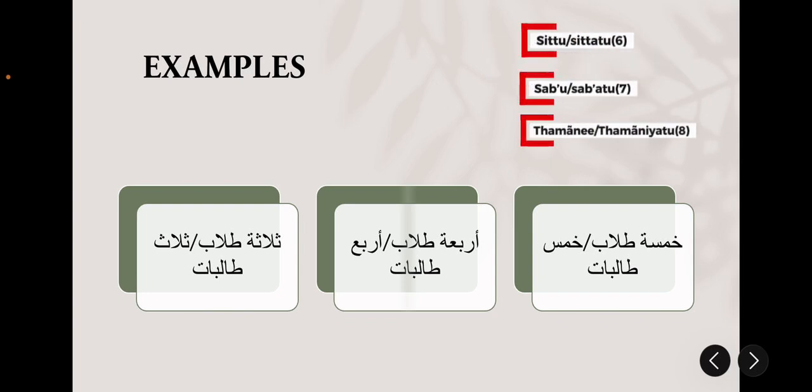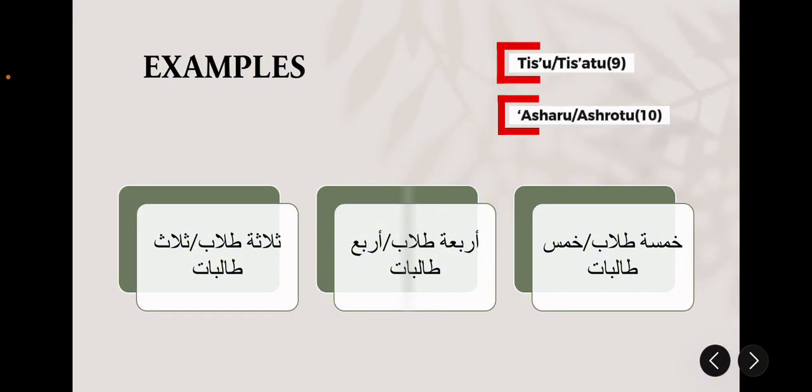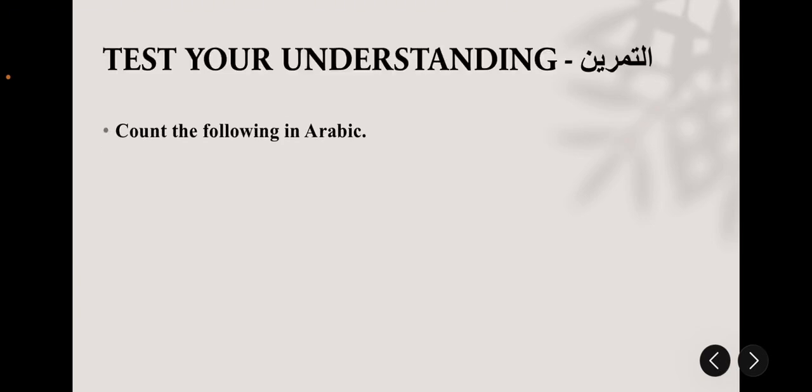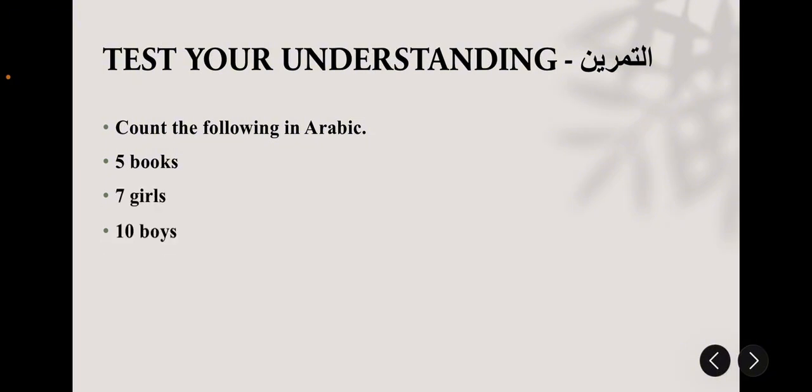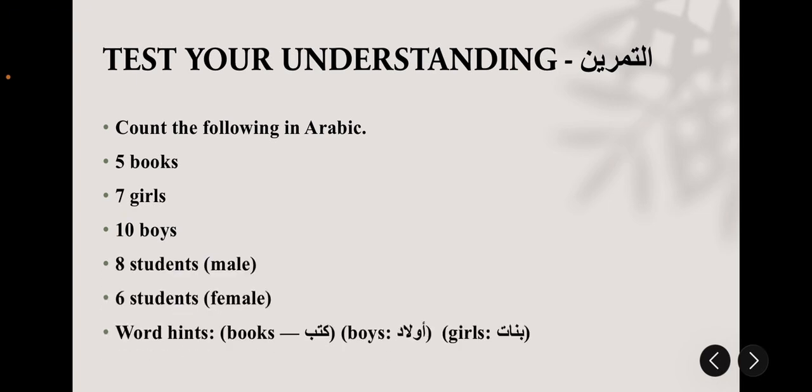To test your understanding, try saying 6, 7, 8, 9, and 10 students, masculine separate from the feminine students. Now let's look at some tests of understanding. You are assigned to do the following. Write 5 books in Arabic. 5 books. 7 girls. 10 boys. 8 male students. 6 female students. Now I'm going to give you a word hint for each of these words. Books, kutub, the plural of kitab. Boys, awlad, the plural of walad. Girls, banatun, the plural of bintun.